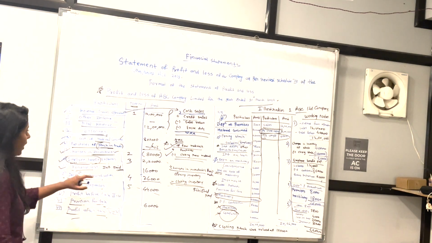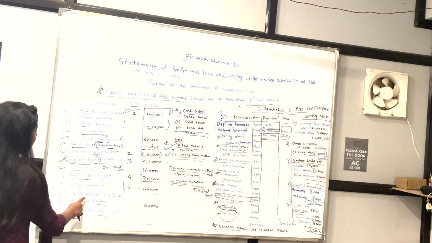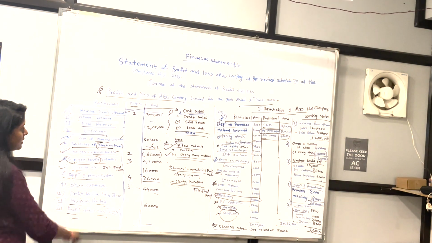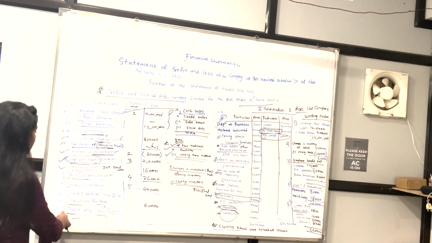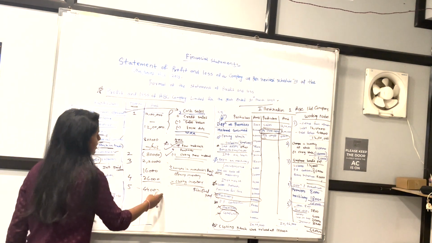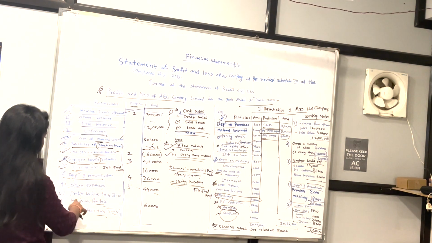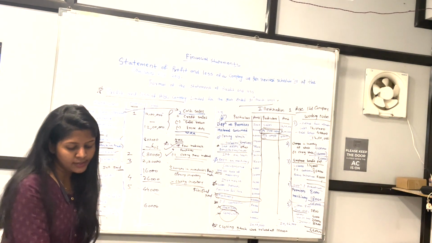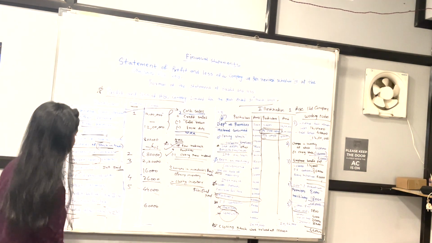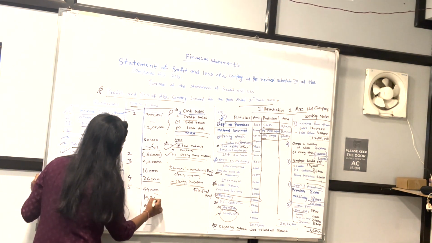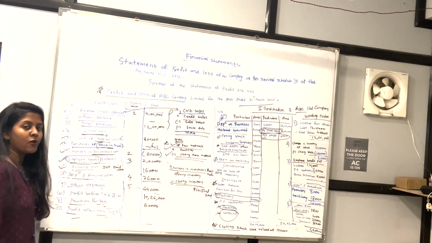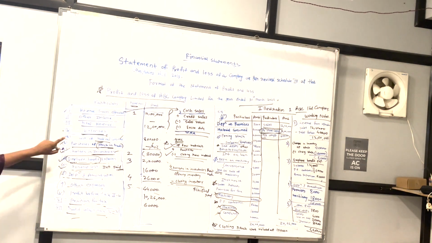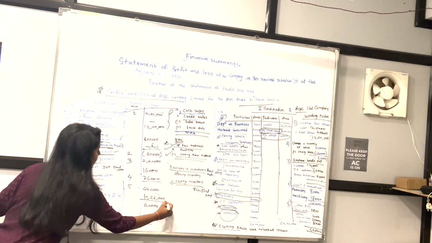So now, after doing all these things, you have to find profit before tax. That is, total revenue minus expenses. So total revenue is 12 lakh. You have to add all the expenses, and then how much is the profit before tax? Profit before tax is 10,26,000. So after minusing total expenses from total revenue, you will get 10,26,000.